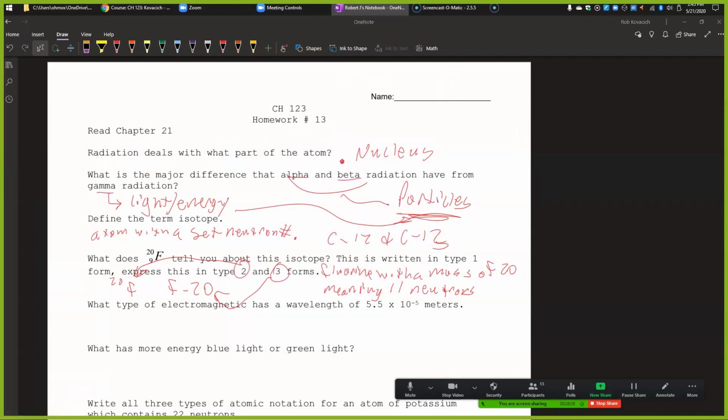Two extra neutrons? No, I think it's actually one extra neutron off of normal, because isn't it 18.99 something or other? Yeah, 18.9984.